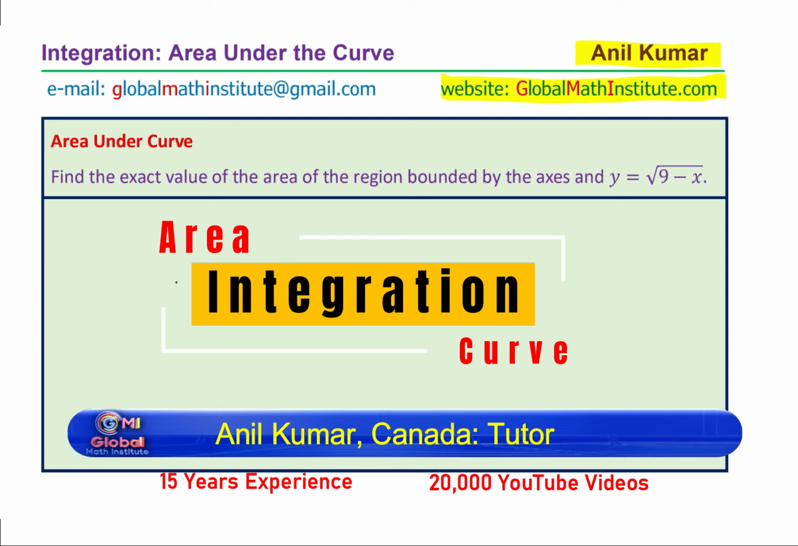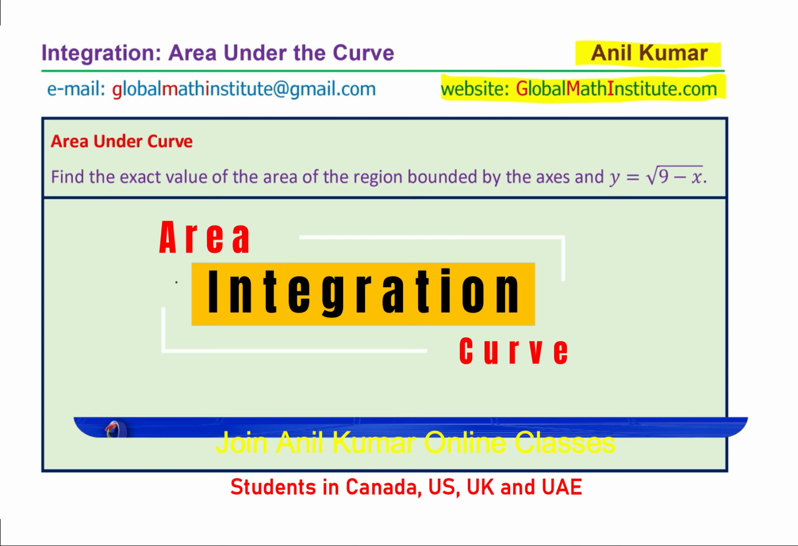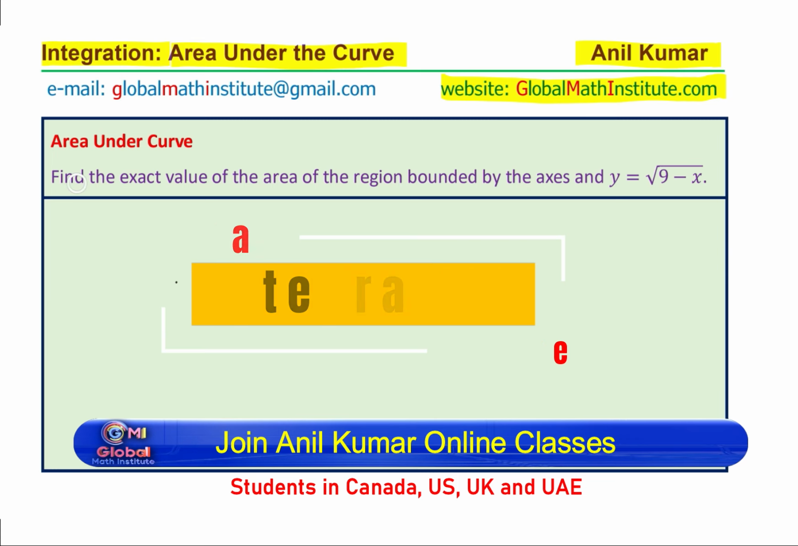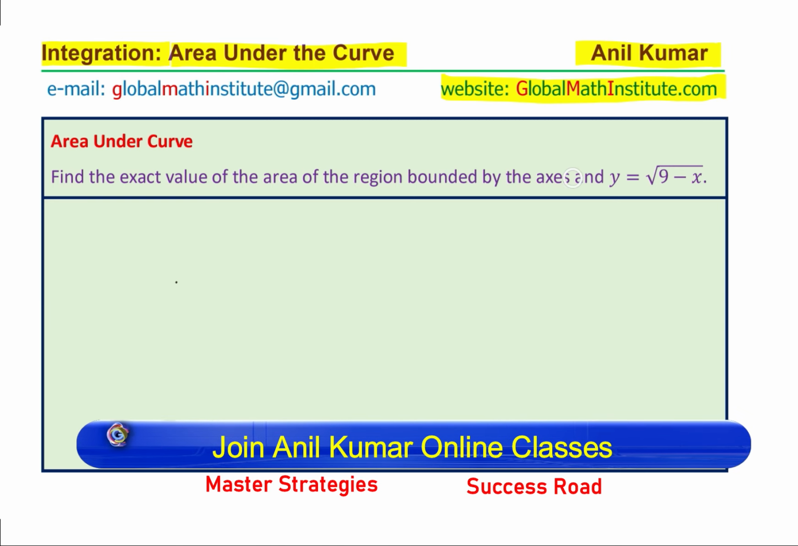Here we have a very important question shared by one of our students. We'll actually find area under the curve using integration. The question here is, find the exact value of the area of the region bounded by the axes and y equals square root of 9 minus x.